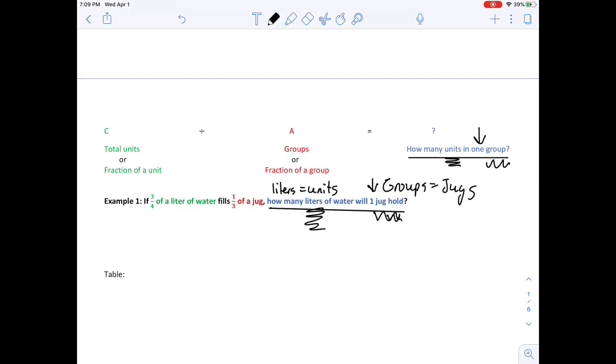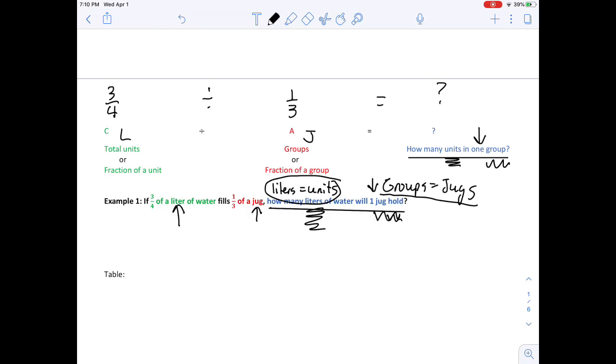So once I know that the groups are the jugs, here are my jugs, so 1/3 is the groups, 1/3 jug. Here I know that my liters are the units, so here are the liters, they're going to be my total units, 3/4 of a liter. 3/4 divided by 1/3 is going to give me the number of liters in one jug.